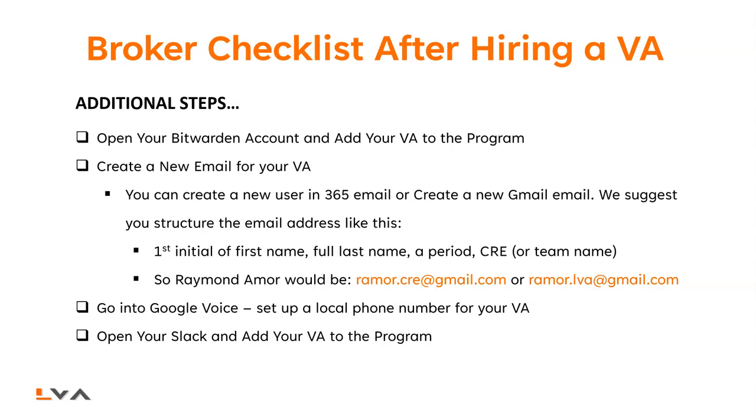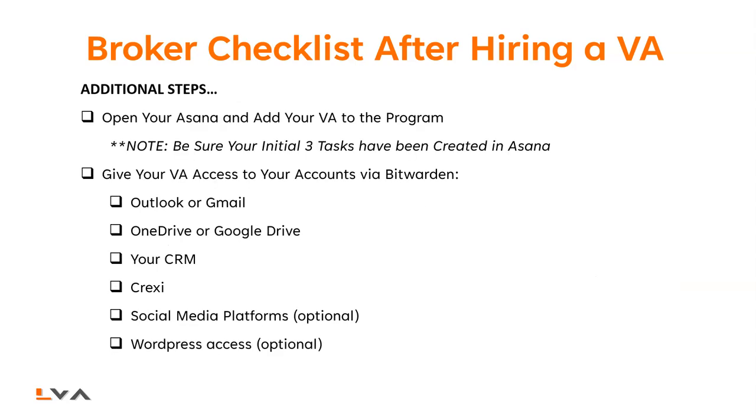Ours is LVA@gmail.com. You're then going to go into Google Voice and set up a local phone number for your VA. Then you're going to open up your Slack, where there's a place to add a person to your program. You're going to do these items right here. You're also going to open up your Asana and add in your VA. Once you have your Asana set up, be sure to put in the first 3 tasks that you have created inside Asana.